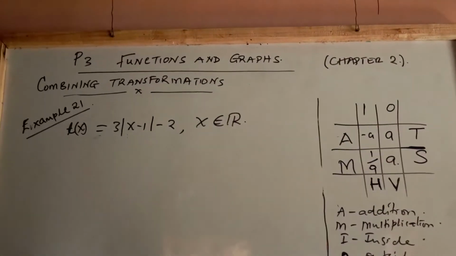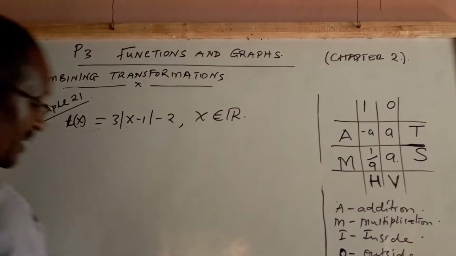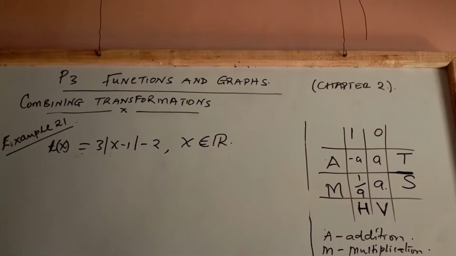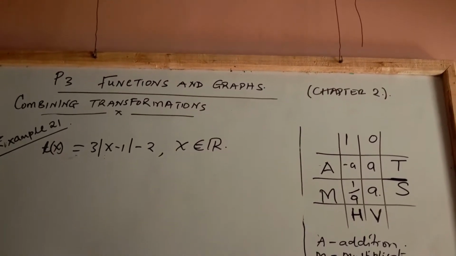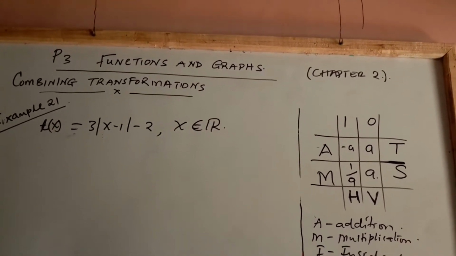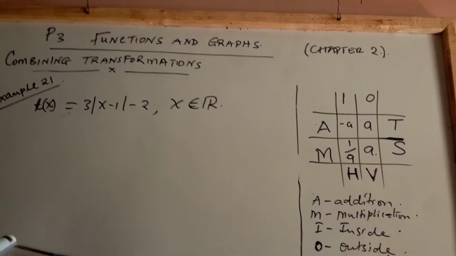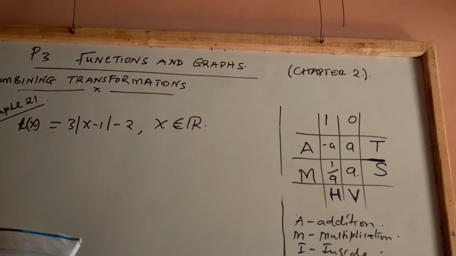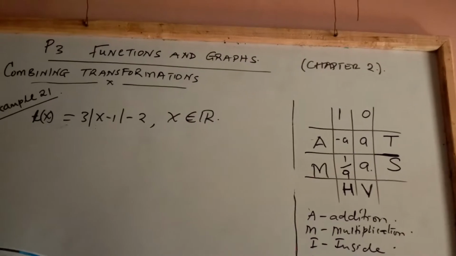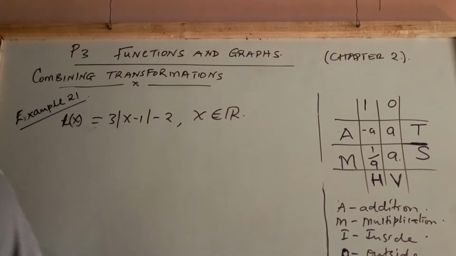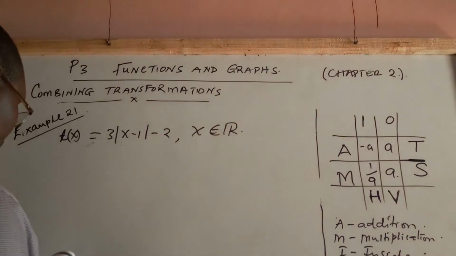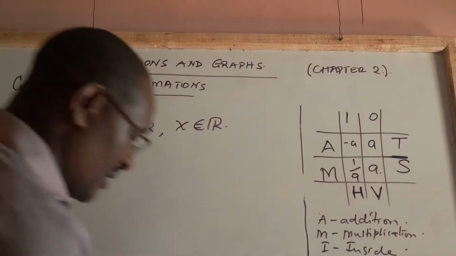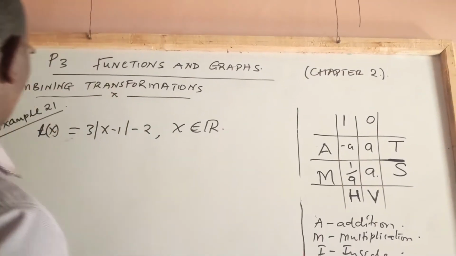In example 21, we are told that under 2.7 you can use combinations of transformations together with the modulus graphs and an understanding of the domain and the range to solve problems. Example 21 is telling us: given the function f(x) equals this, where x is a real number, sketch the graph of the function.